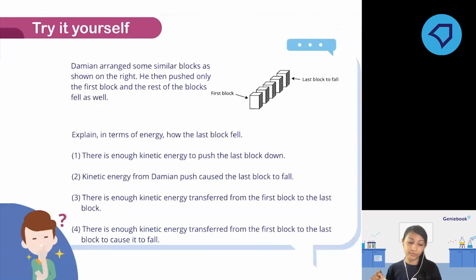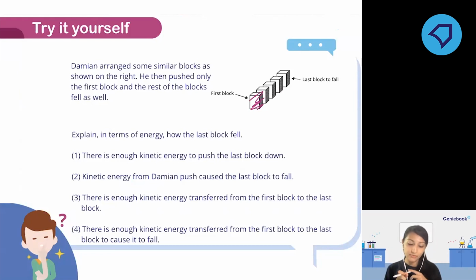Try it yourself. Damien arranged some similar blocks as shown on the right. He then pushed only the first block. Okay, so you have the first block, and then the rest of the blocks fell as well. This one reminds you of that one game, right? What do you call it, the dominoes game. Push something and then the whole thing will just drop.